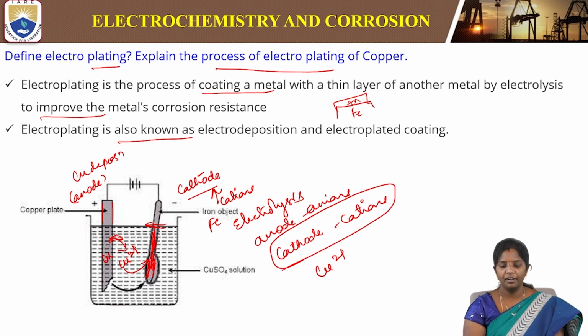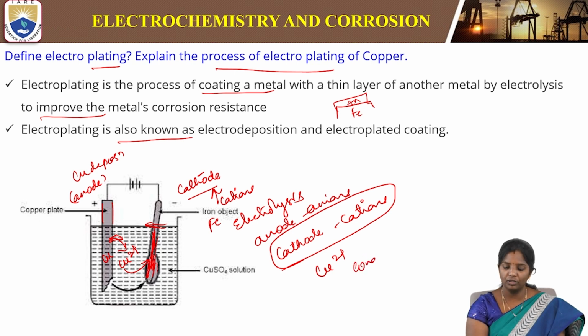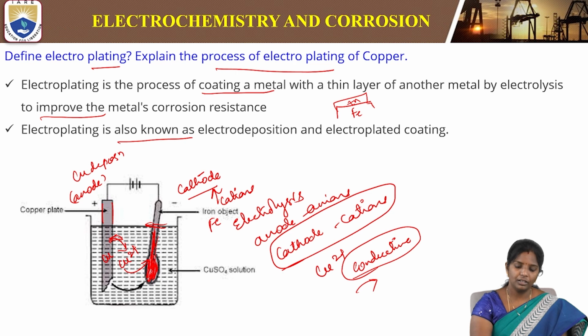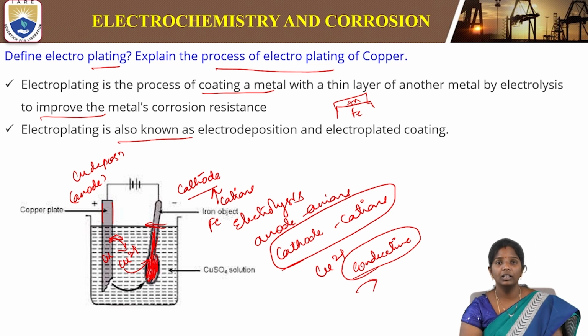Whenever we have to use electroplating, the first and foremost thing is it should be conductive in nature. The metal which we want to coat should be conductive. That is the only requirement for this electroplating technique. If you want to deposit on a cloth, we cannot, because it is not conducting. Wood, we cannot, because it is not conducting. Iron or any other metal can be coated with this technique because they are conducting in nature.